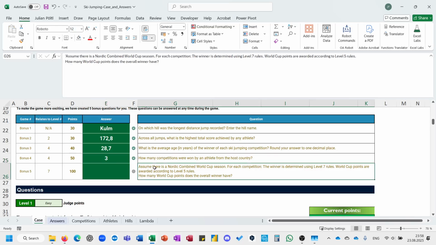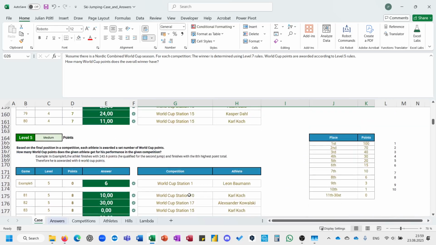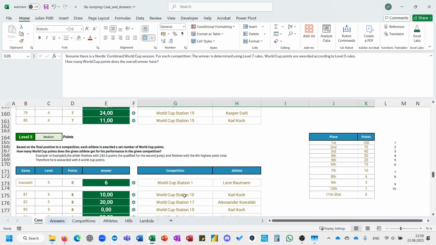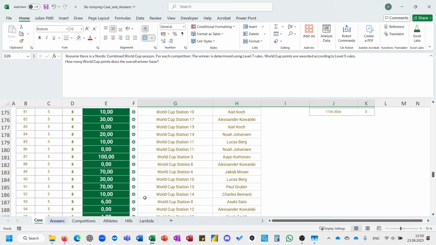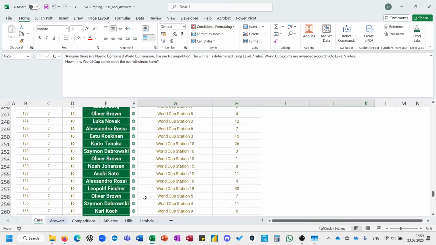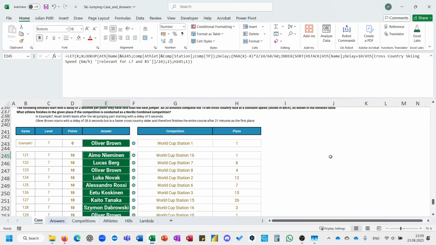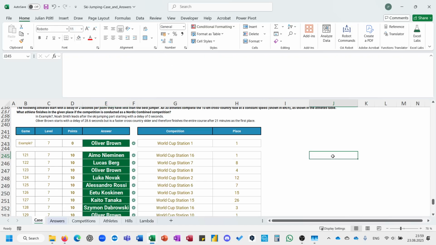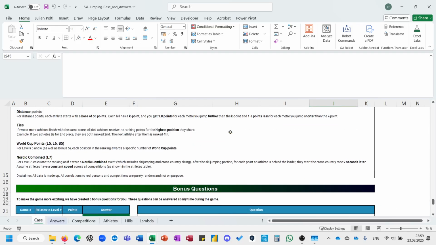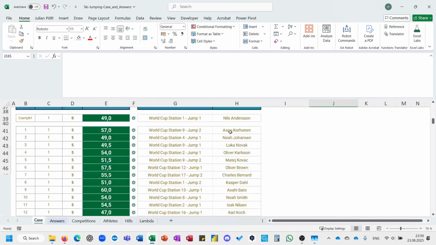So, last bonus question. Assume there's a Nordic Combination World Cup season. The winner is determined using level 7 rules. World Cup points are awarded according to level 5 rules. So the first one and so on. So I basically need all World Cups and places up to how many does the overall winner have?